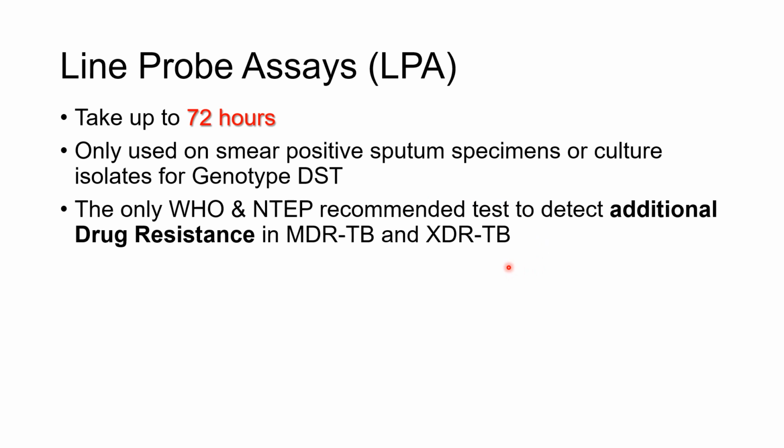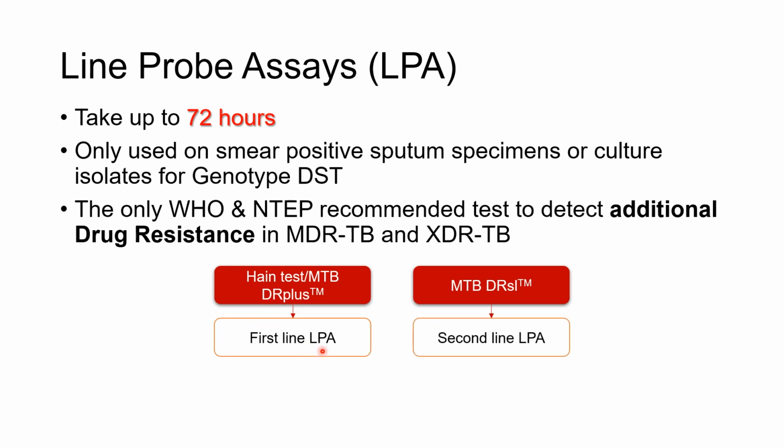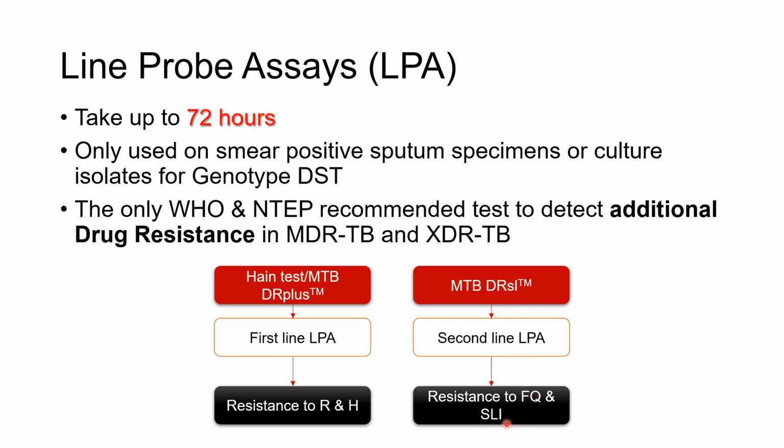There are mainly two types of line probe assays available. One is Hain test or MTB-DR plus, another is MTB-DR SL. The MTB-DR plus is called the first line LPA, line probe assay, and the MTB-DR SL is called the second line LPA. SL stands for second line. So obviously the first line LPA will detect resistance to isoniazid and rifampicin, and the second line LPA will detect the resistance to fluoroquinolones and second line injectable drugs.